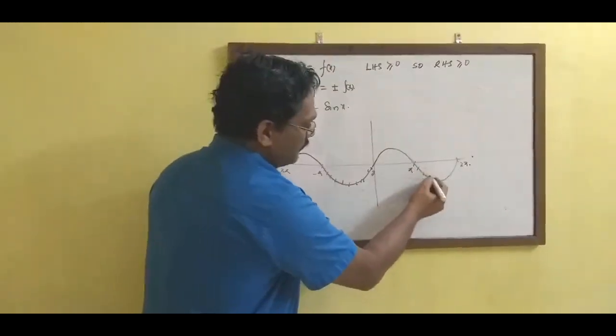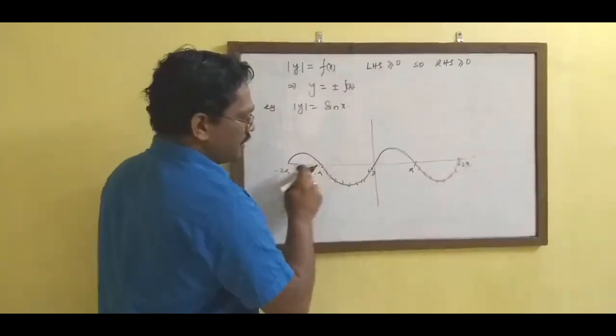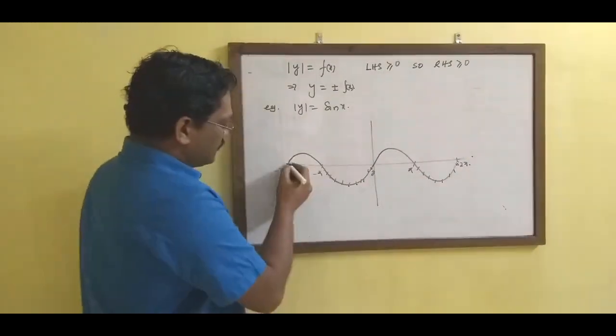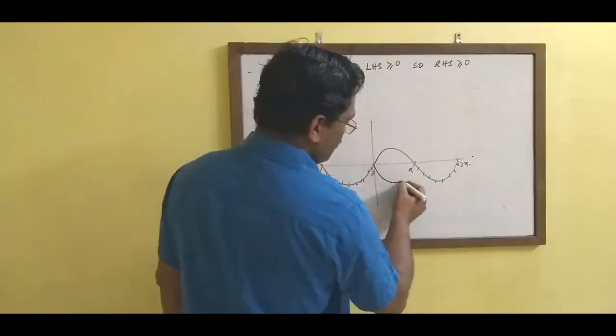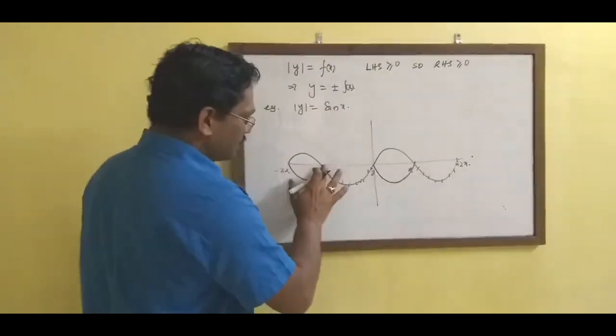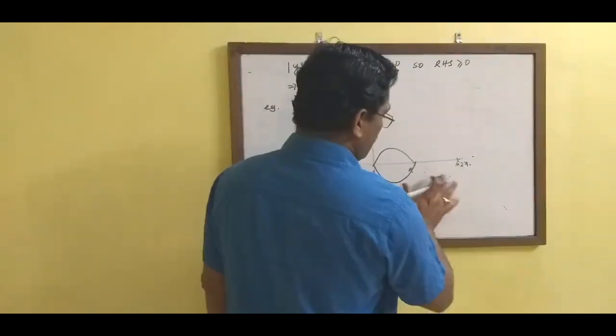We will remove this part, we will remove this part. Now, you are left with these two parts which are above the x-axis. So this is how the graph of mod y equal to f(x) will look like.